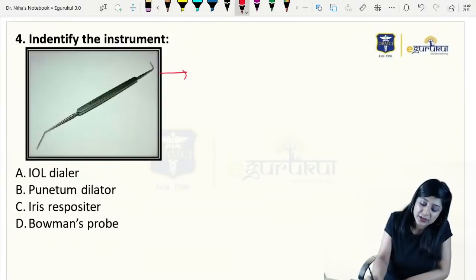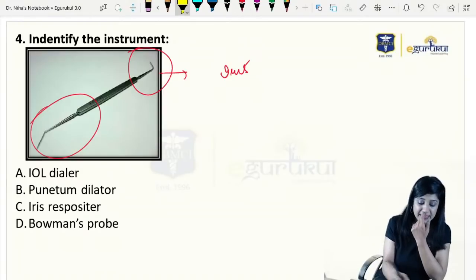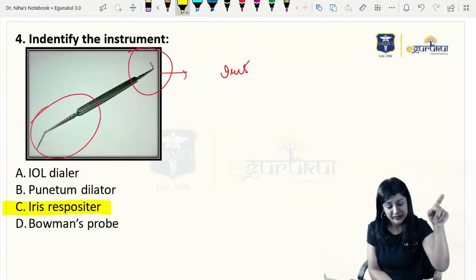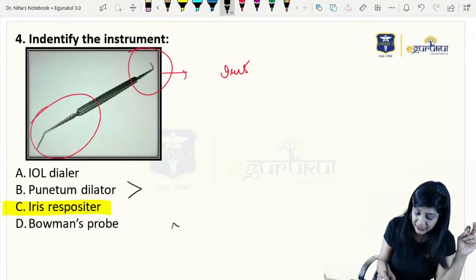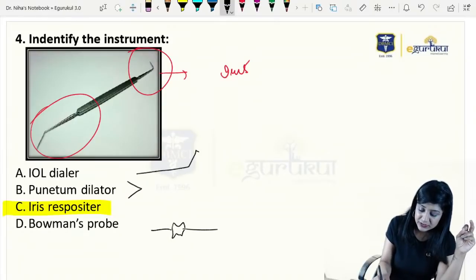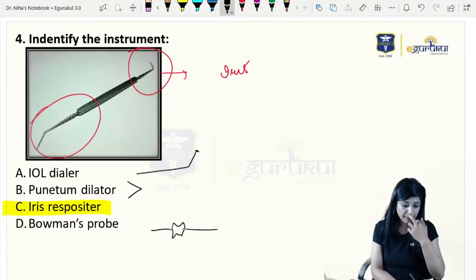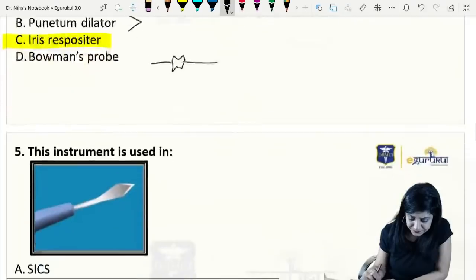Question number 4. What is this? This is used for the iris. You can see the two ends here. So this is actually your iris repositor. I showed you the IOL dialer, that was having the bent tip. Punctum dilator will be having the conical, pointed tip, something like this. Bowman's lacrimal probe was there, something like this. IOL dialer was having a small beak-like area. So this is your iris repositor.